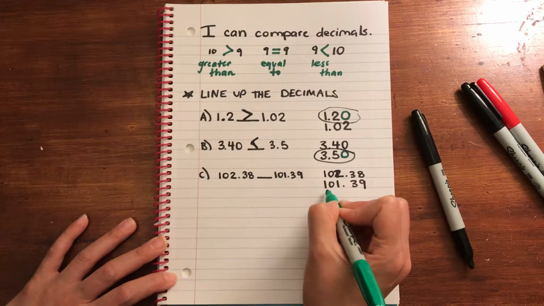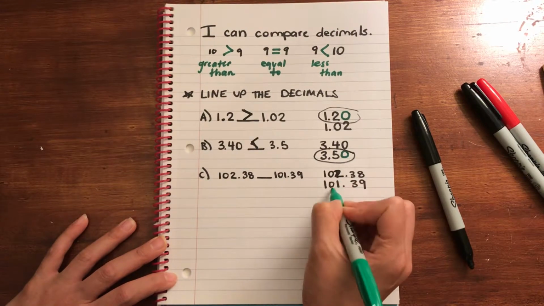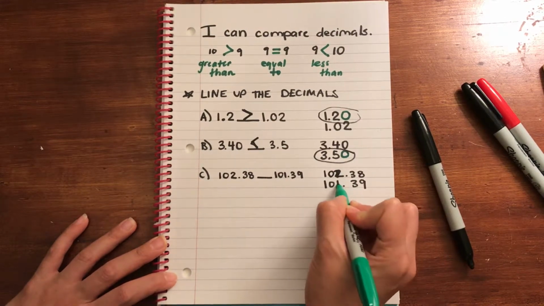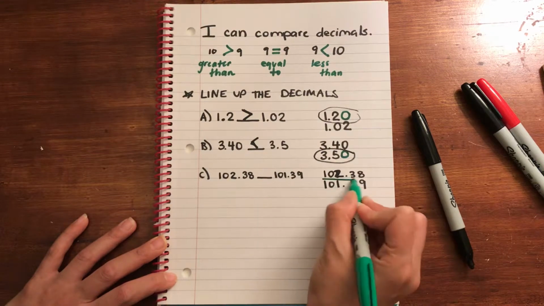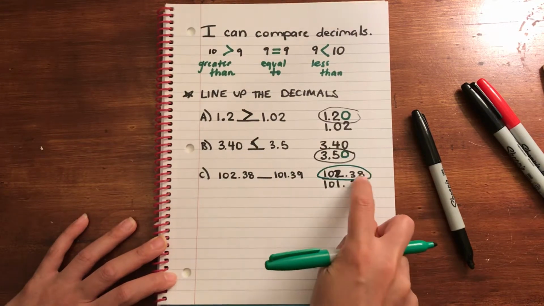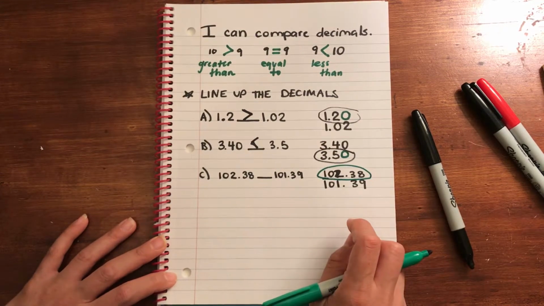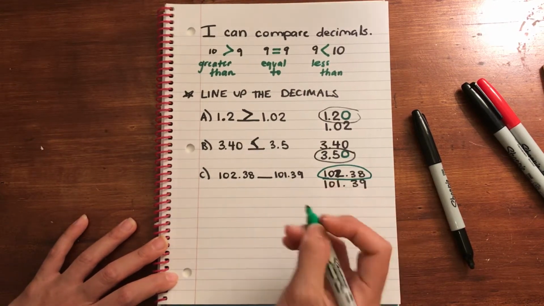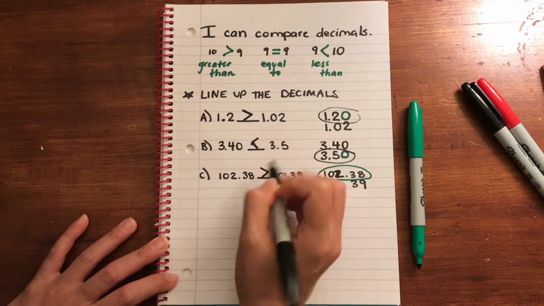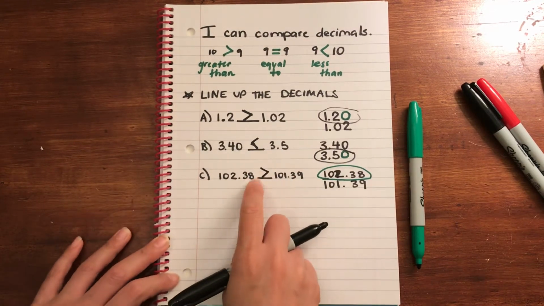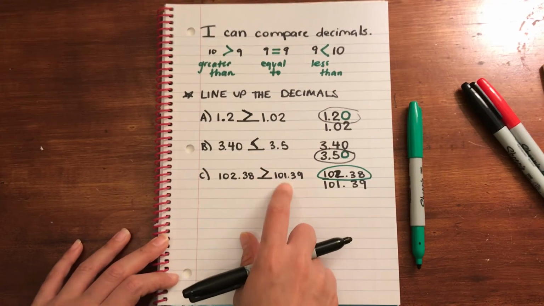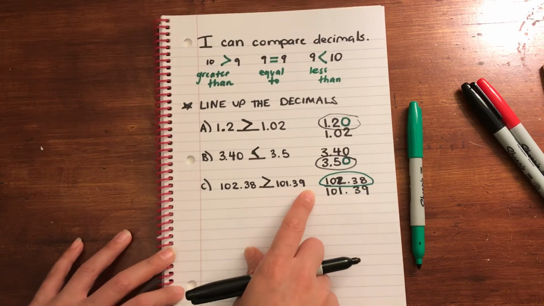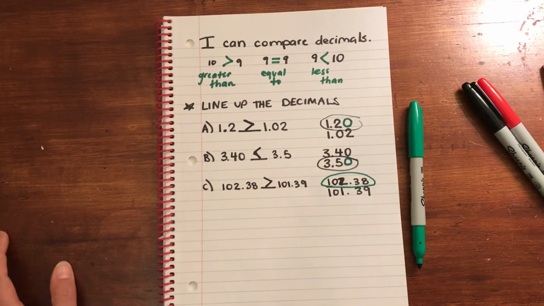Ones are the same, so the hundreds place value is the same. The tens are the same, but look, the 2 ones is greater than the 1. So this is automatically greater. Even though the hundredths is less than this one, the whole number is greater. So this one is going to be 102 and 38/100 is greater than 101 and 39/100. And that's all for today's I Can Compare Decimals.